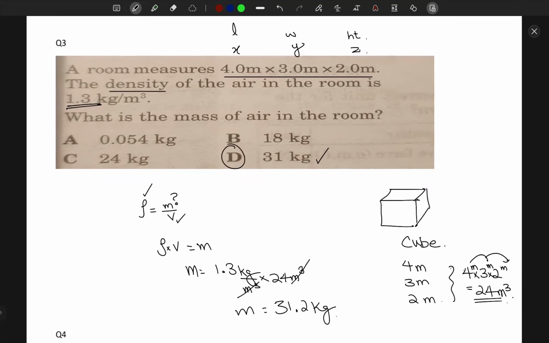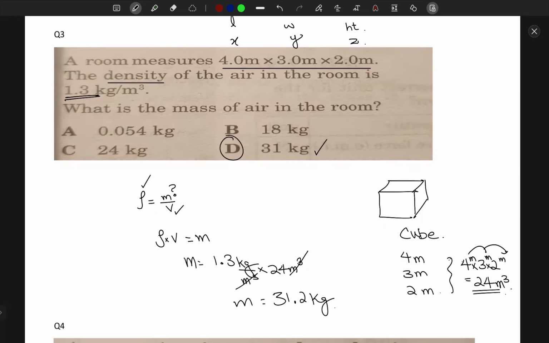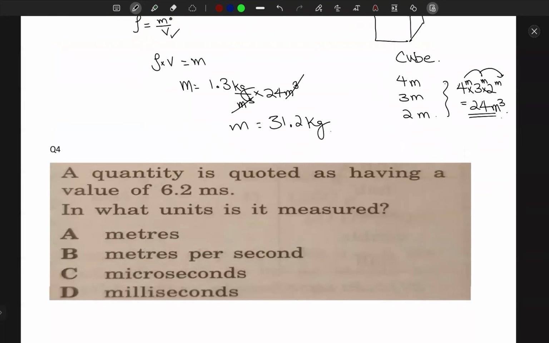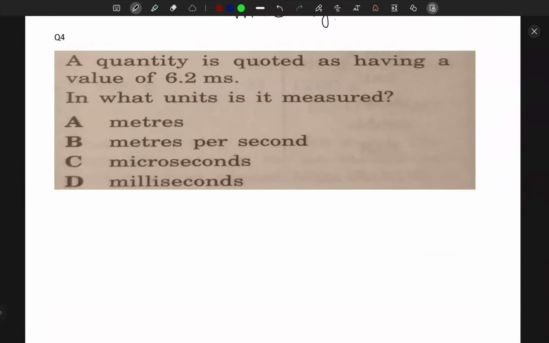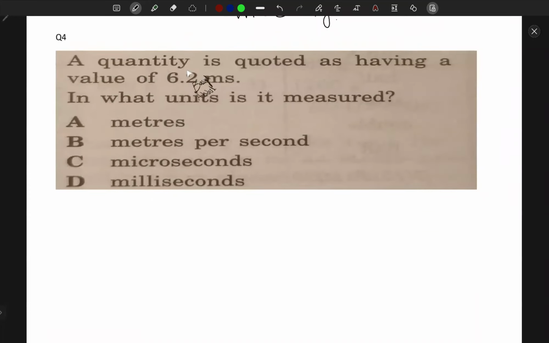Okay, perfect. All right, so then we can move on to the next question, because this is also a very simple question. A quantity is quoted as having a value of 6.2 ms. In what units is it measured? We have meters, meters per second, microseconds, milliseconds. So anyone in the class who would like to answer this for me?